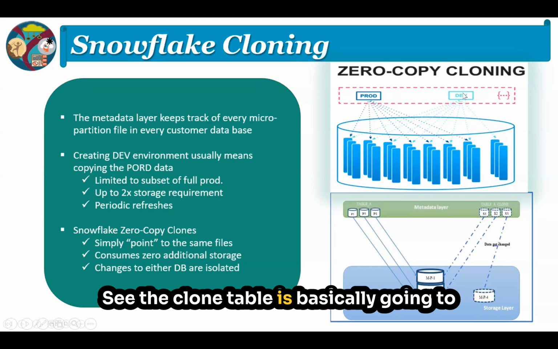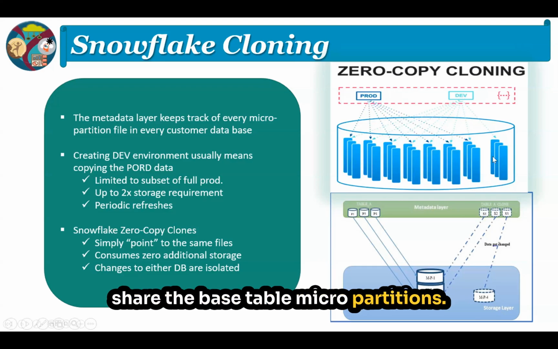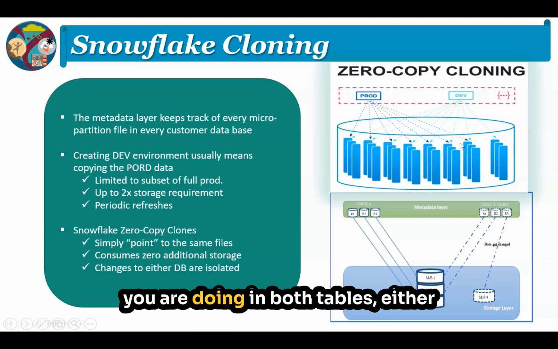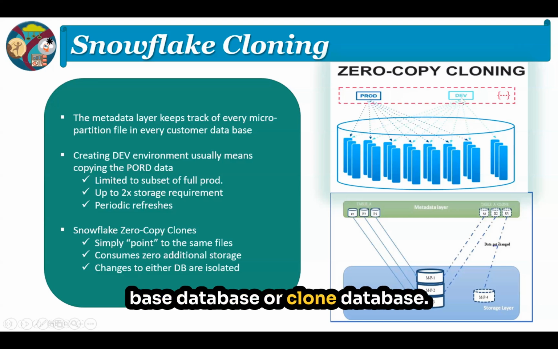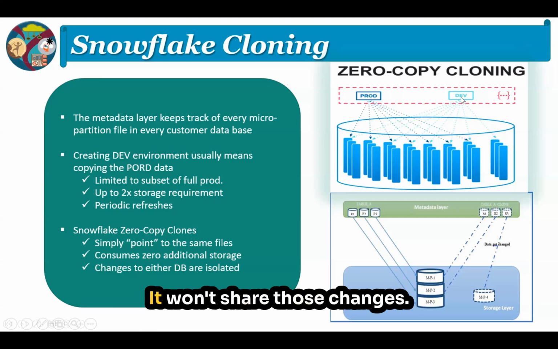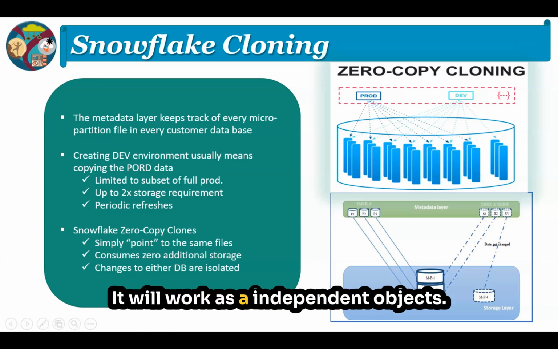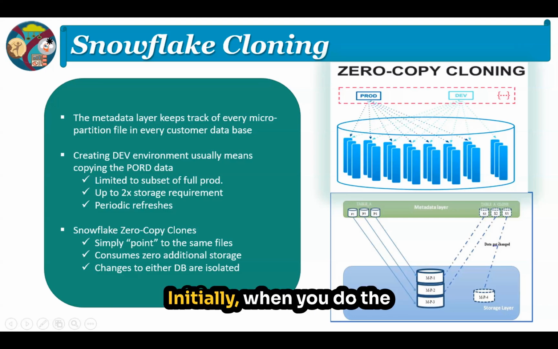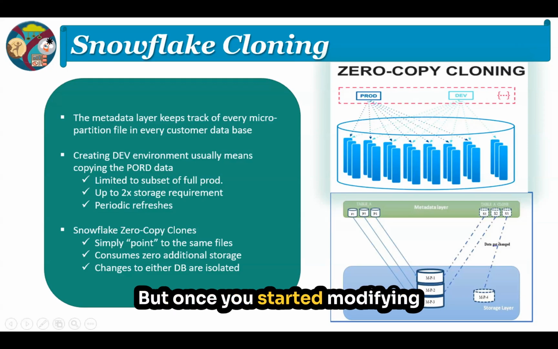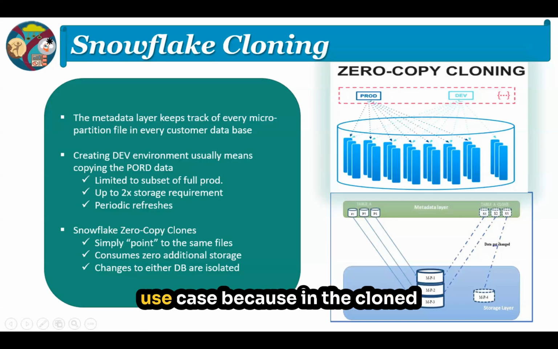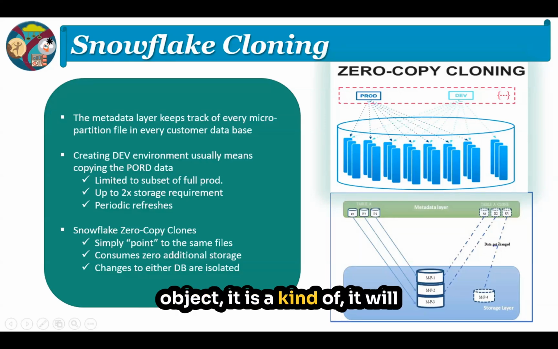See, the clone table is basically going to share the base table micro partitions. But whatever modifications you are doing in both tables, either in the base table or in the clone table, or in the base database or clone database, both will work independently. It won't share those changes. It will work as independent objects. Initially, when you do the cloning, at that time it will share the micro partitions. That's where you can avoid the majority portion of the storage. But once you start modifying the tables, that is a different use case, because the cloned object will act as an independent object. So based on your use case, you can modify accordingly. You are not going to touch the base table, right?